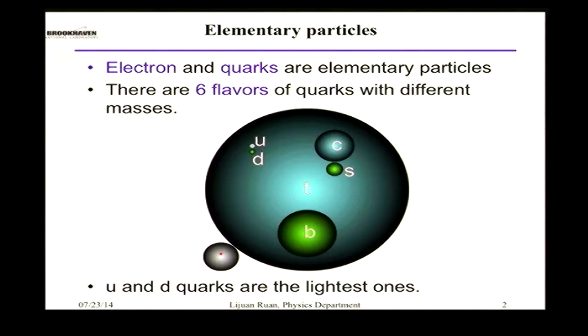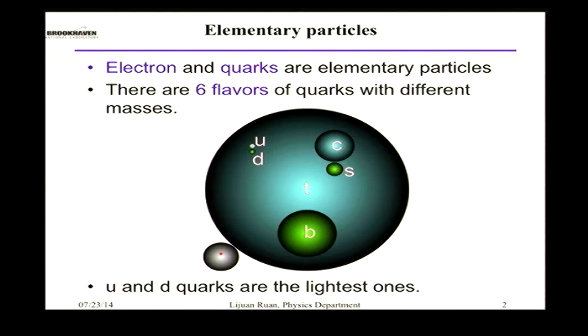Before I go to any of this, I would like to introduce elementary particles related to my lecture today. Those are electrons and quarks. We know that 3 quarks can form protons and neutrons, and protons and neutrons can form a nucleus. Electron and nucleus can form atoms. So those are really elementary particles.